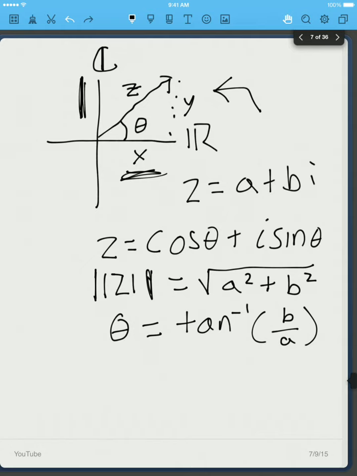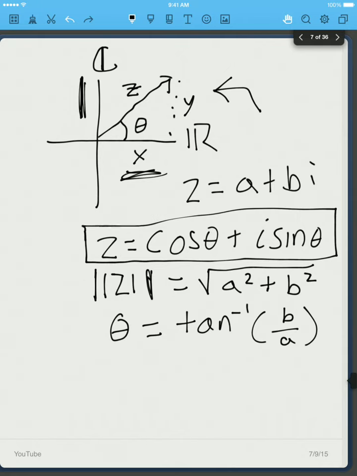What I want to end on is a very key way to represent complex numbers. There's a relationship between this and exponentials that we call complex exponentials, and it really helps when you're doing operations with complex numbers. So if we have z equals cosine theta plus i sine theta, we can represent almost all complex numbers here. These are special complex numbers.